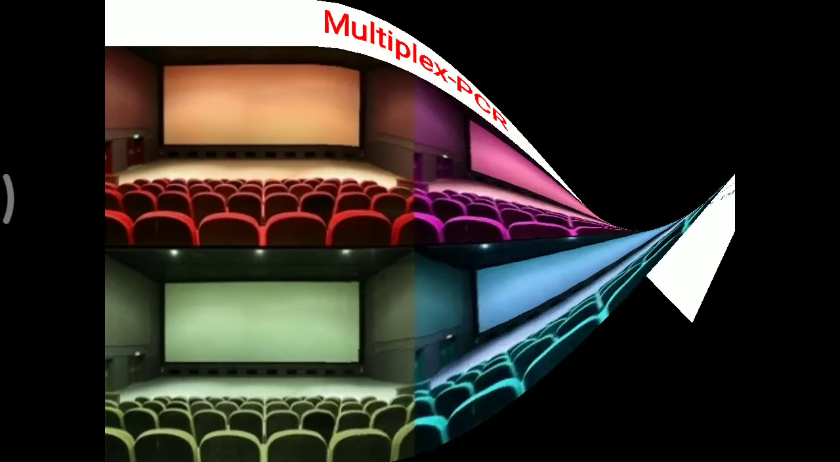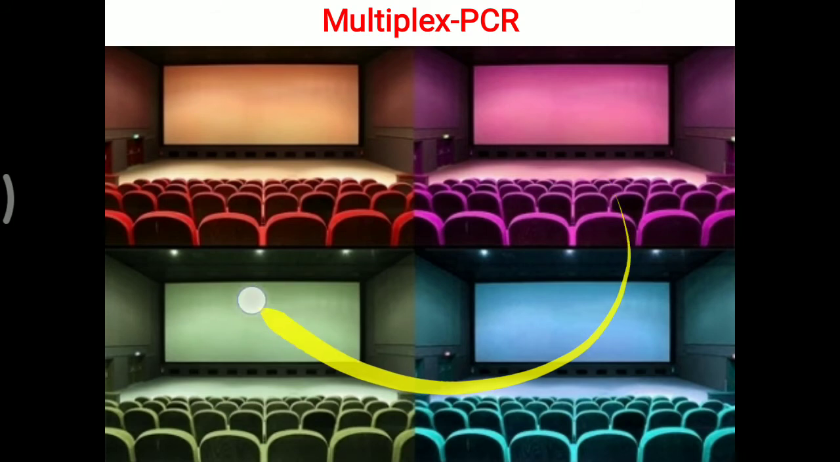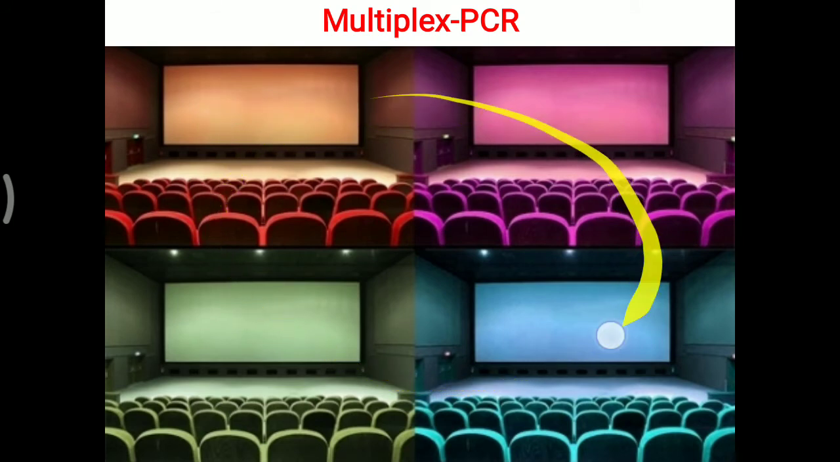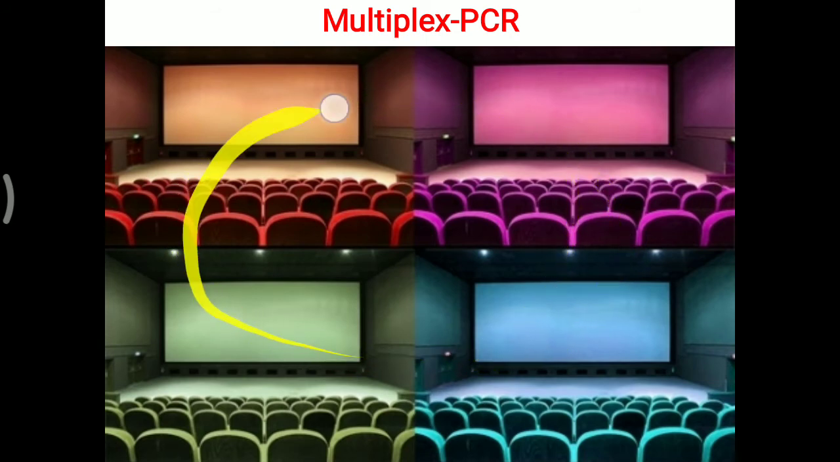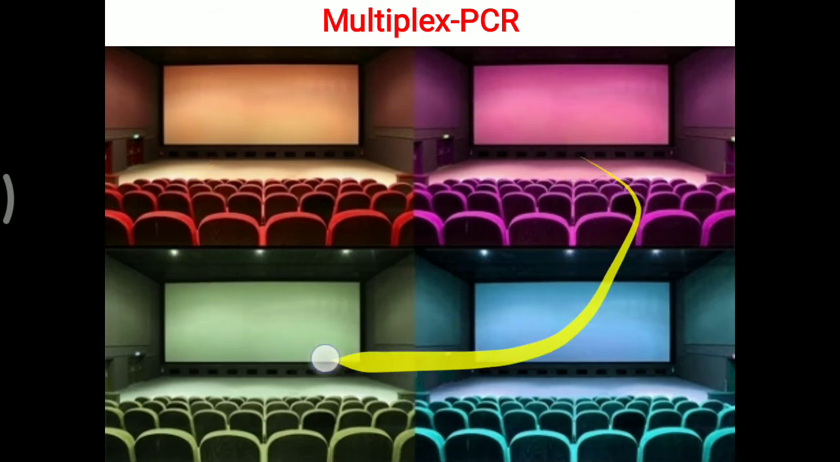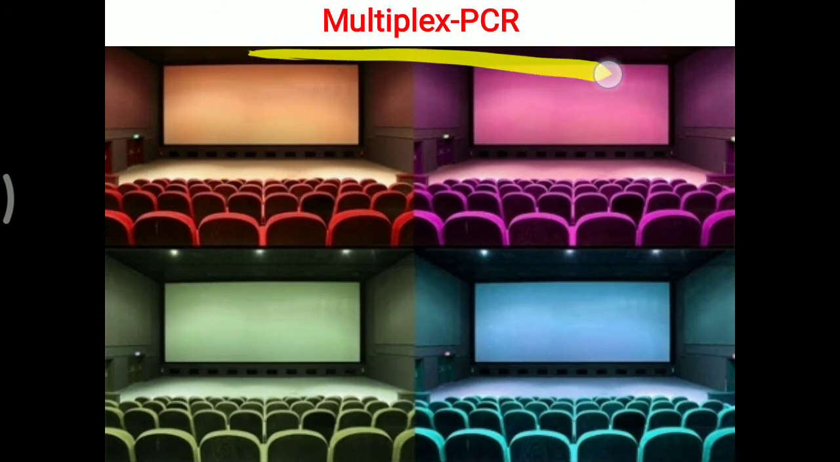So you can simply remember it like this: in a multiplex theater, at the same time 4 movies are running together, so that the audience can view those 4 movies, and that is the advantage of running 4 movies at the same time. In the same way, in multiplex PCR, at the same time 4 different DNA sequences can be amplified, or multiple copies of a gene can be obtained.